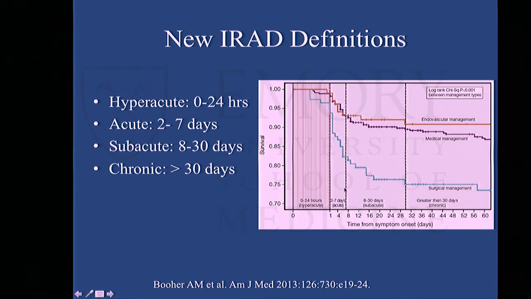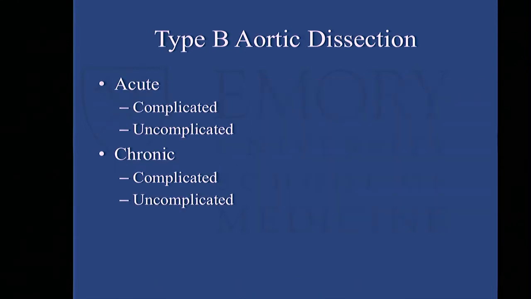But it does have survival prognoses when they looked at all these dissections. And basically what it's saying is, as you survive your dissection after 24 hours, your chances of surviving go up, which is not a big surprise. So drilling down on type B, when you get a type B dissection, you need to ask two questions. Is it acute or chronic? And is it complicated or uncomplicated?